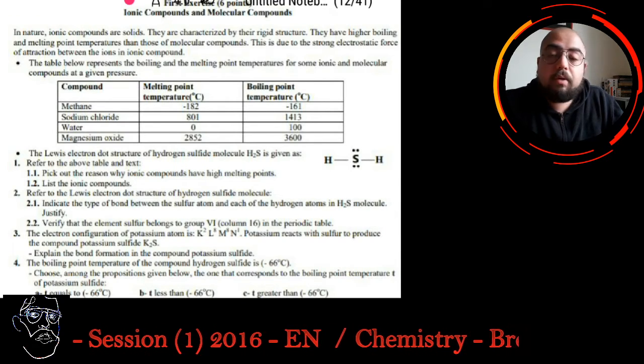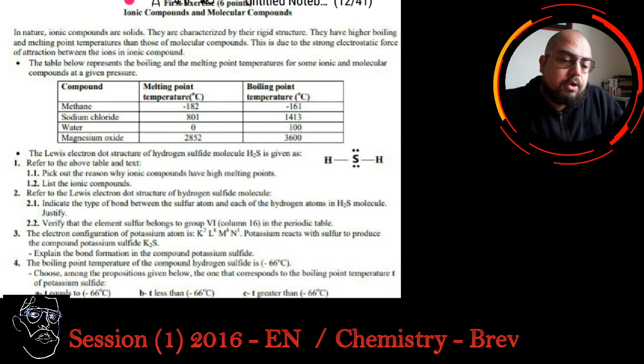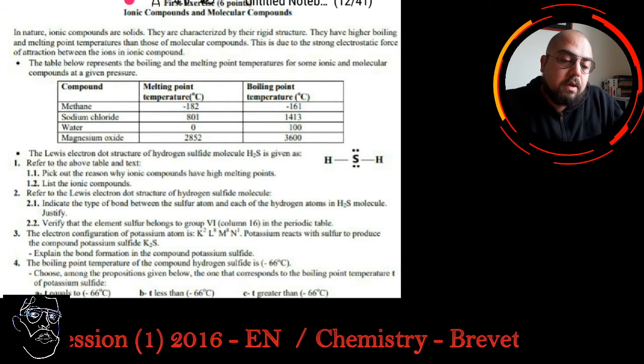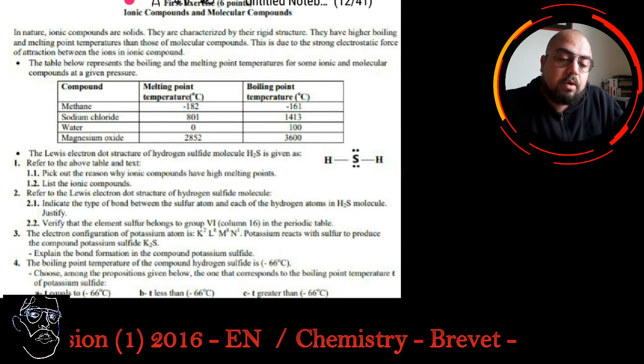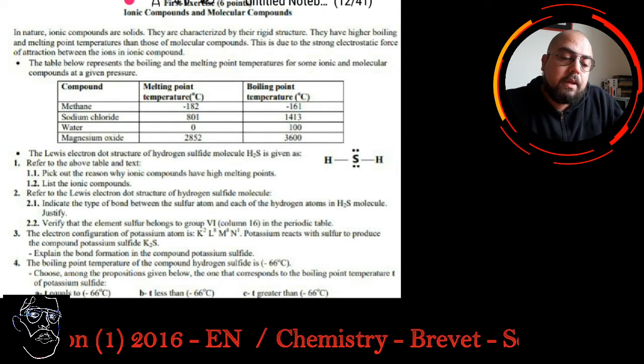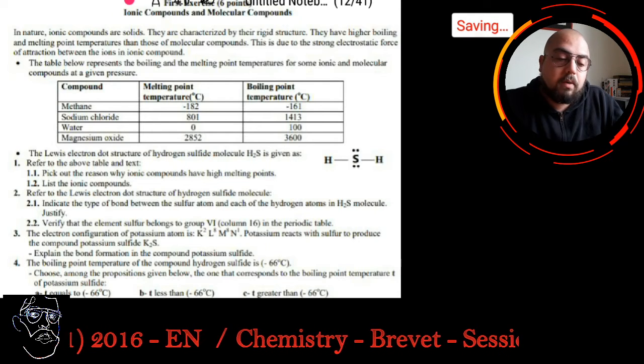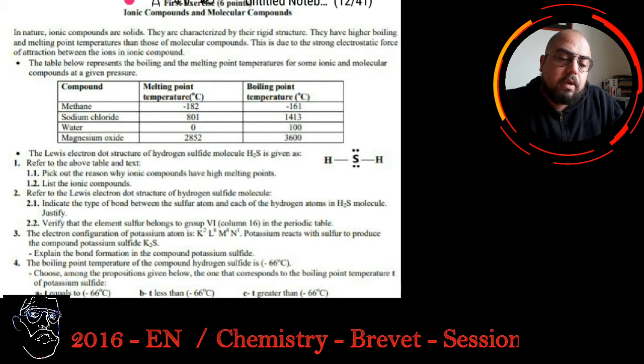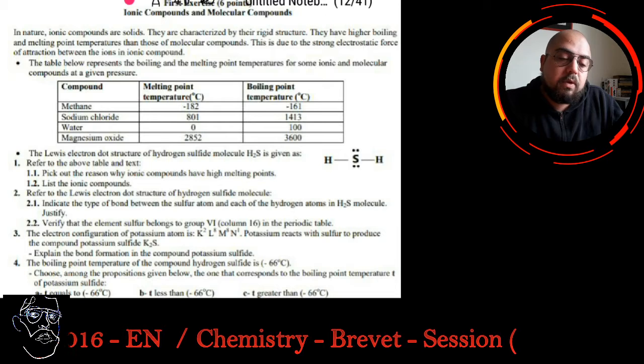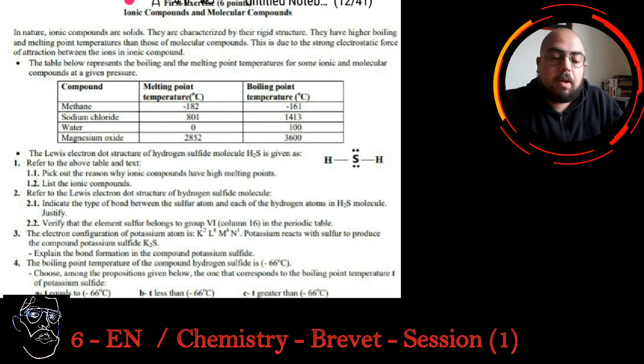Ionic compounds and molecular compounds. In nature, ionic compounds are solids. They are characterized by their rigid structure. They have higher boiling and melting point temperatures than those of molecular compounds. This is due to the strong electrostatic force of attraction between the ions in ionic compounds.